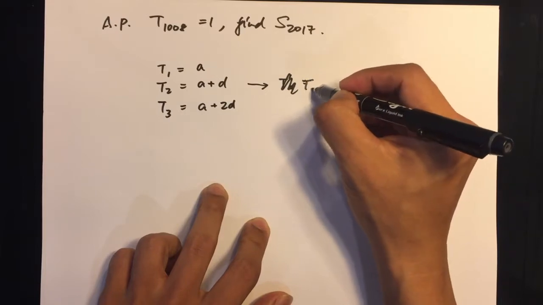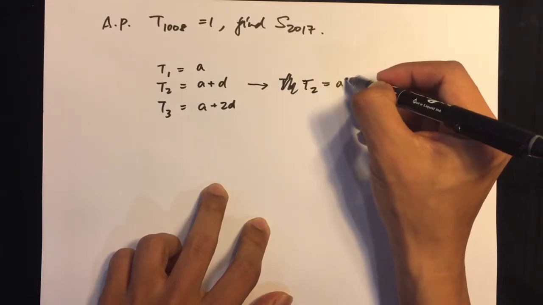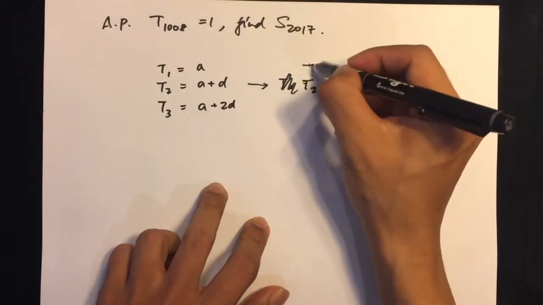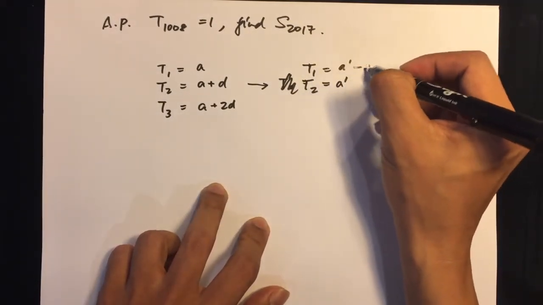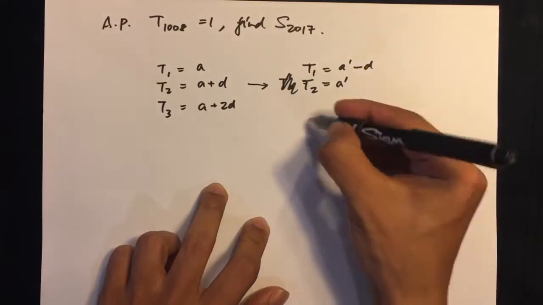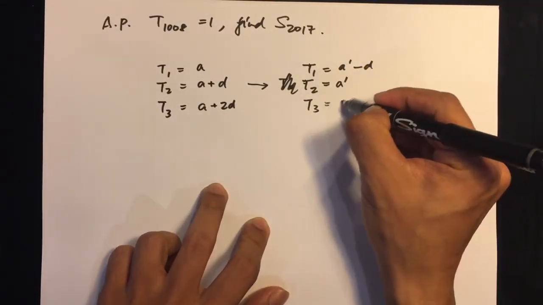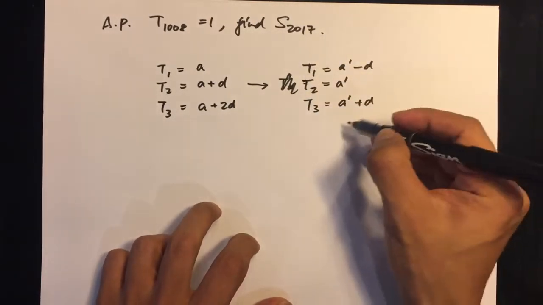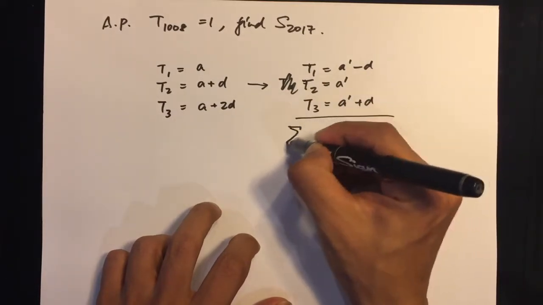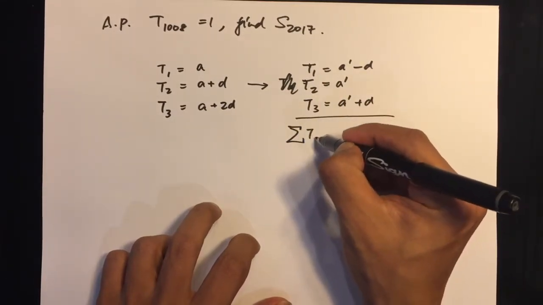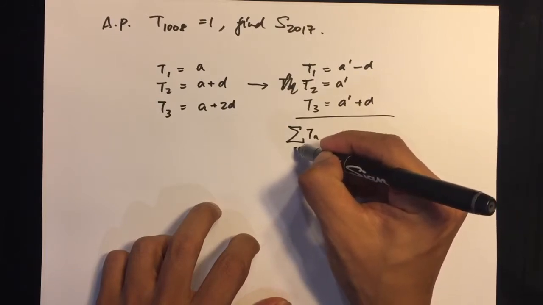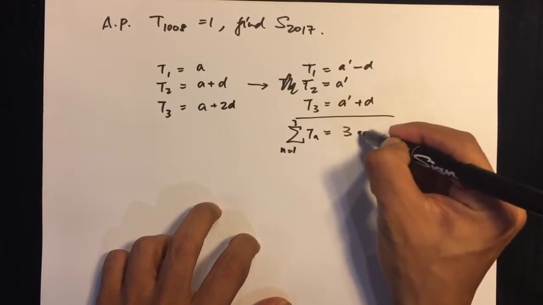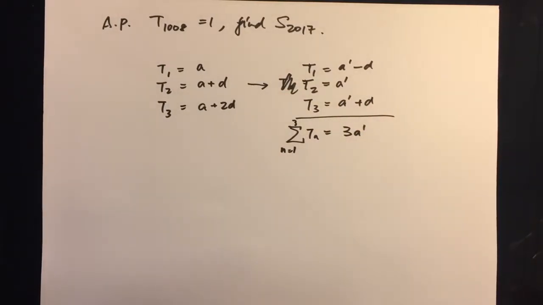You can see that if you arbitrarily take the second term as your first term, you'll see that T1 is obviously this minus the common difference, and T3 is obviously this plus the common difference. And if you add these three terms together, the sum of Tn from 1 to 3, you get 3 times the middle term.